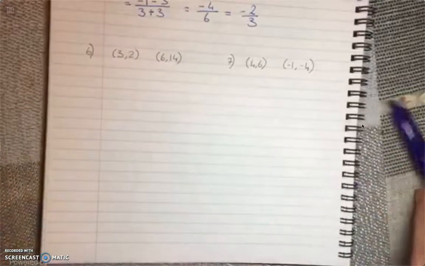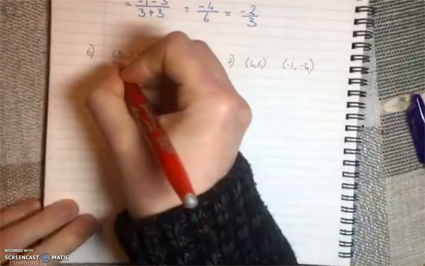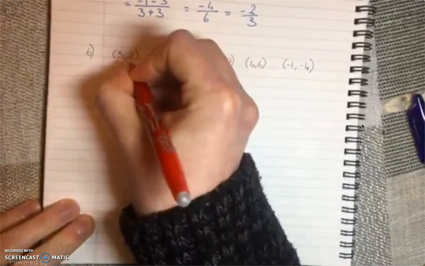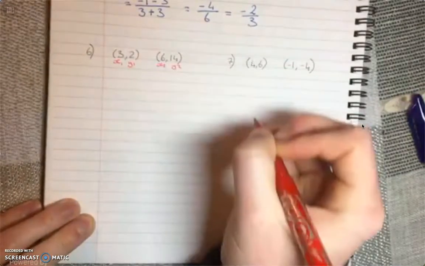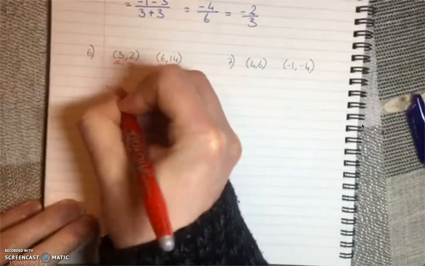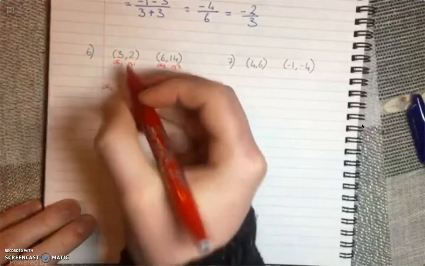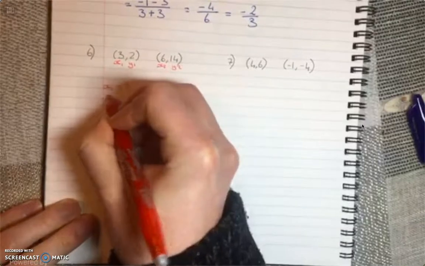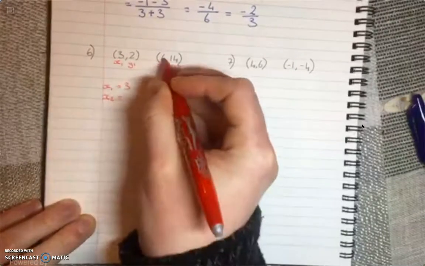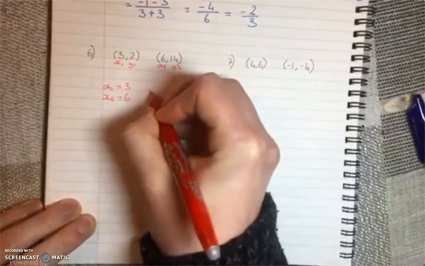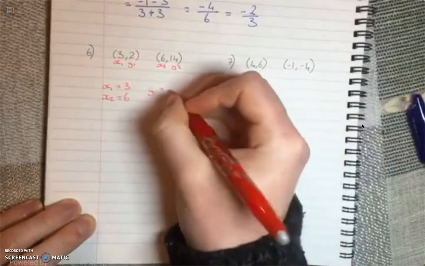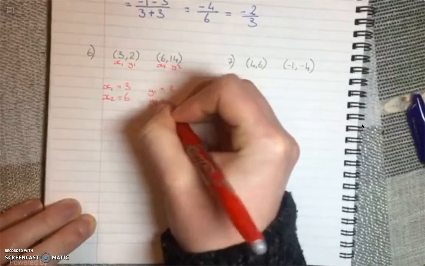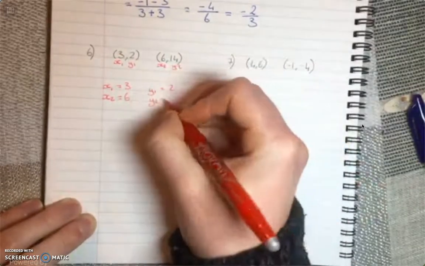And now we're going to do the exact same with 6 and with 7. So first thing I'm going to do, this is my x1, this is my y1, this is my x2, this is my y2. All that means is that x1 is equal to 3, x2 is equal to, it's over here, 6. y1 is equal to the number it's below, which is 2. y2 is equal to the number it's below, which is 14.